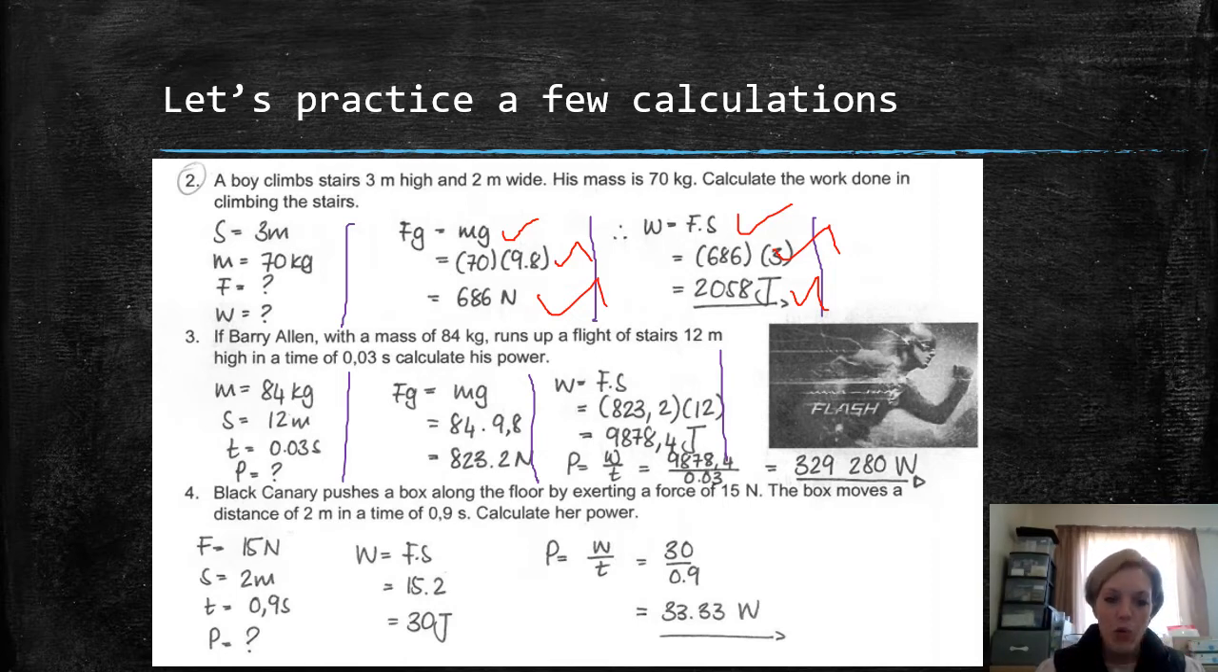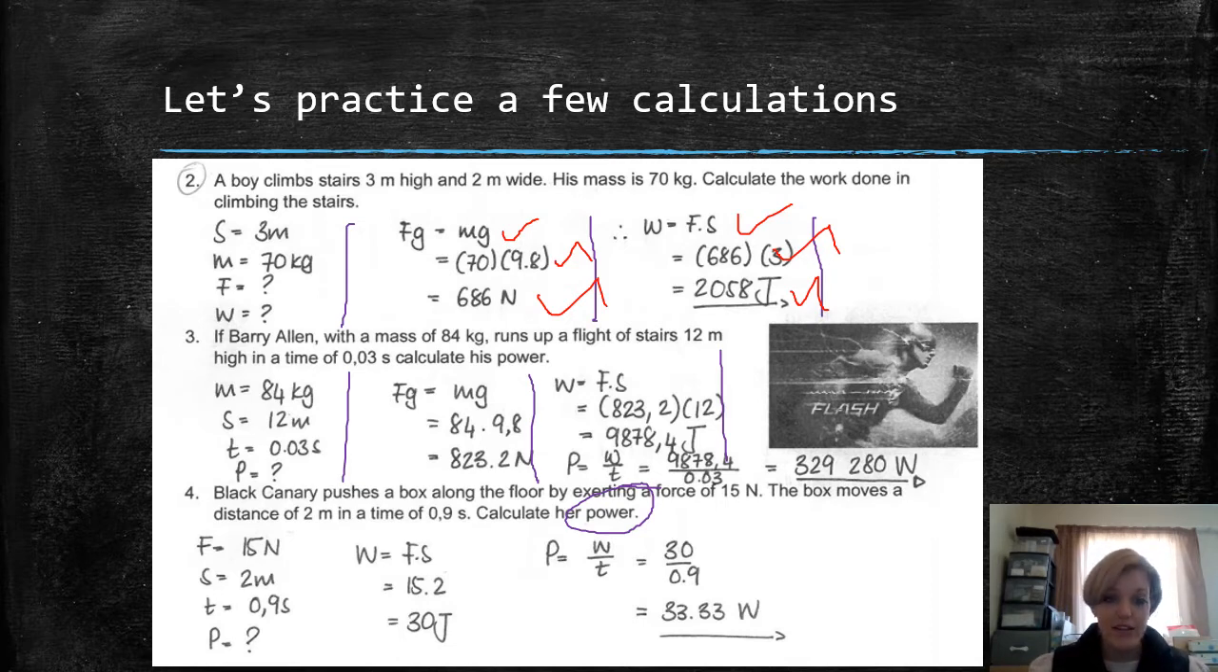Now, question number 4 is, Black Canary pushes a box along the floor by exerting a force of 15 newtons. The box moves a distance of 2 meters in a time of 0.9 seconds. Calculate the power. Once again, same thing. They want you to work out power. Power is the main thing that they're trying to work out here. So to get power, I need work first. To get work, I need force first. Luckily, I've got the force. They've given it to me, so I don't have to apply the force formula.